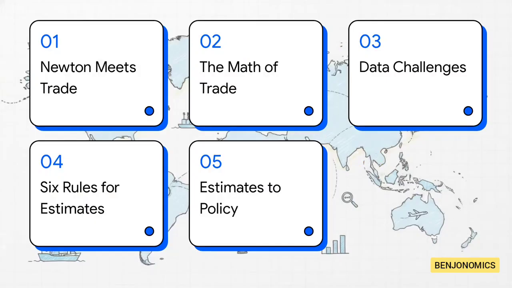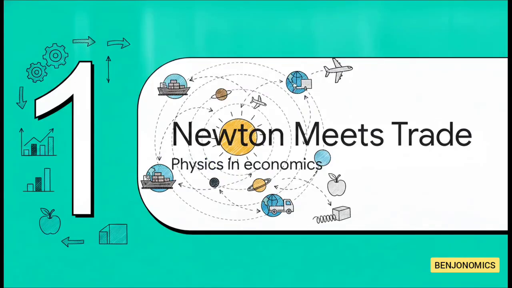Here's our roadmap for the explainer. First, Newton meets global trade. Then, the math of trade. Next, real-world data challenges, followed by 6 rules for estimates. And finally, translating estimates to policy. We're going to turn this dense academic concept into a totally actionable masterclass. All right, kicking things off with Section 1, Newton meets global trade.